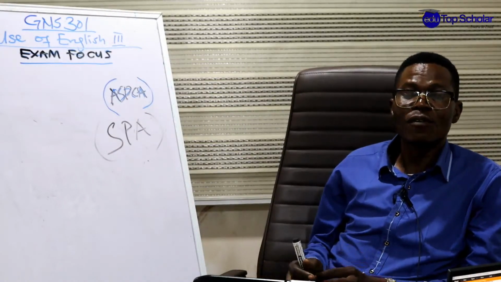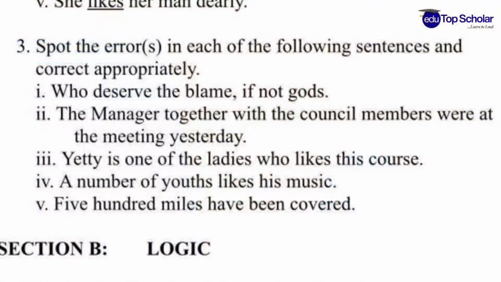But in this case, sentence number one is, who deserve the blame if not God? Now, what error is in this sentence? Ordinarily you see some sentences and you think, there's nothing wrong with this sentence. Now, who deserve the blame? Who is a singular subject.